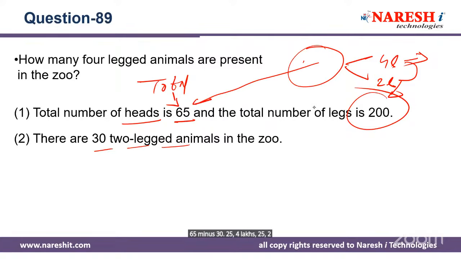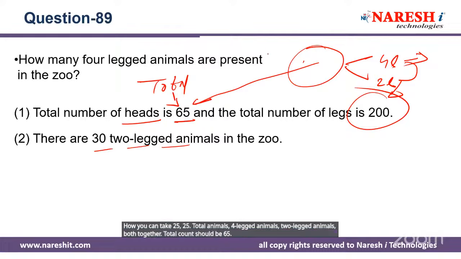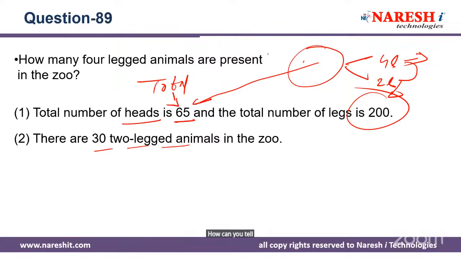How is that? Total animals should be 65. How can you take 25, 25? Total animals, four-legged animals and two-legged animals, both together, total count should be 65. How can you tell 25, 25? Aditya, you're telling 25 four-legged animals. Another says 35 two-legged and 30 four-legged, or 35 is four-legged. Okay, now tell me using which option you are telling the answer.